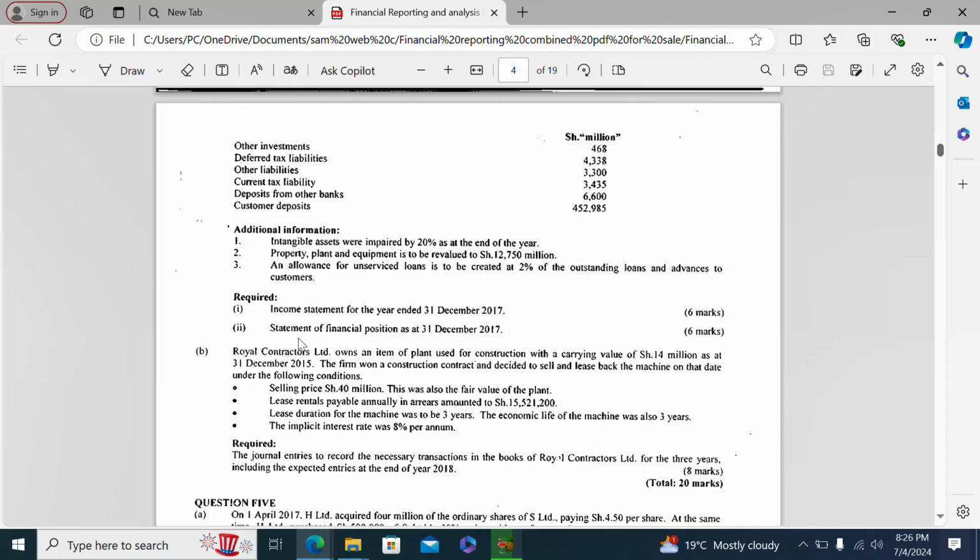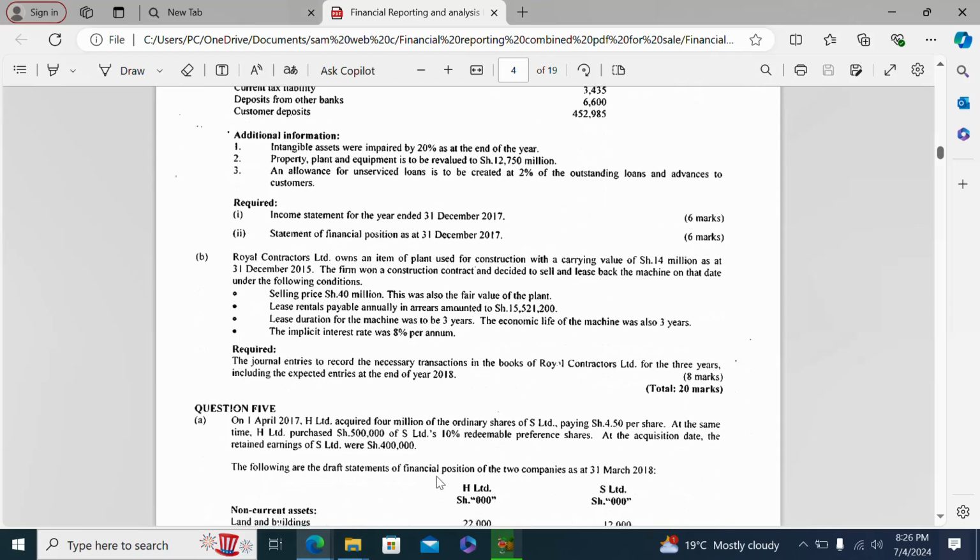So this now is part B of the question, where you have been given Royal Contractors Limited. In this question, the examiner required the journal entries to record the necessary transactions in the books of Royal Contractors Limited for the 3 years, including the expected entries at the end of year 2018. Then we have question 5.